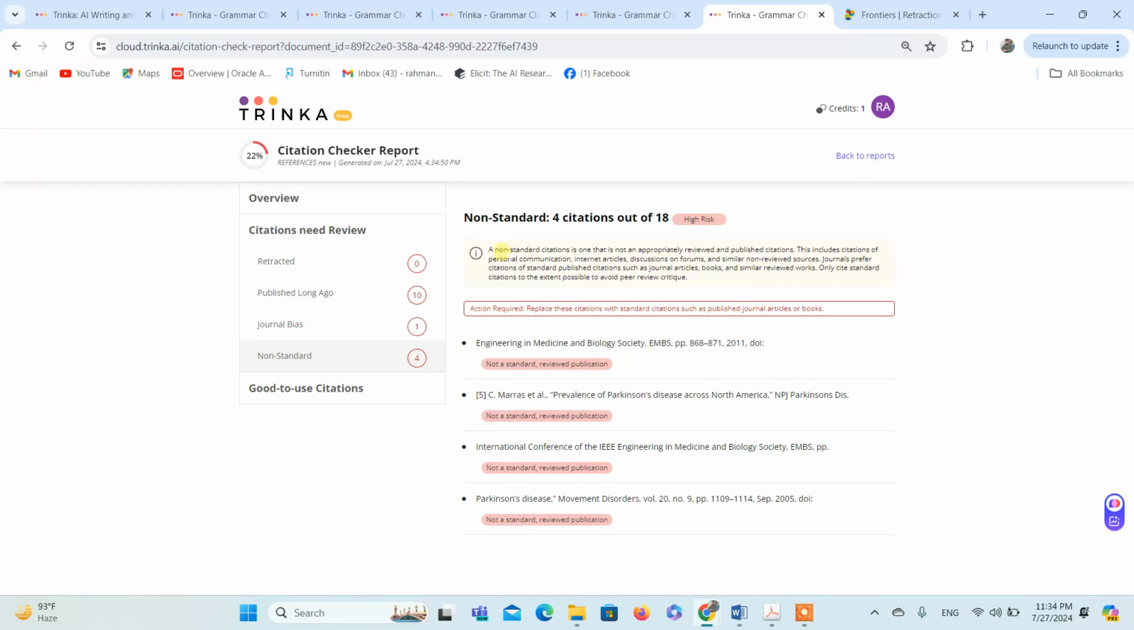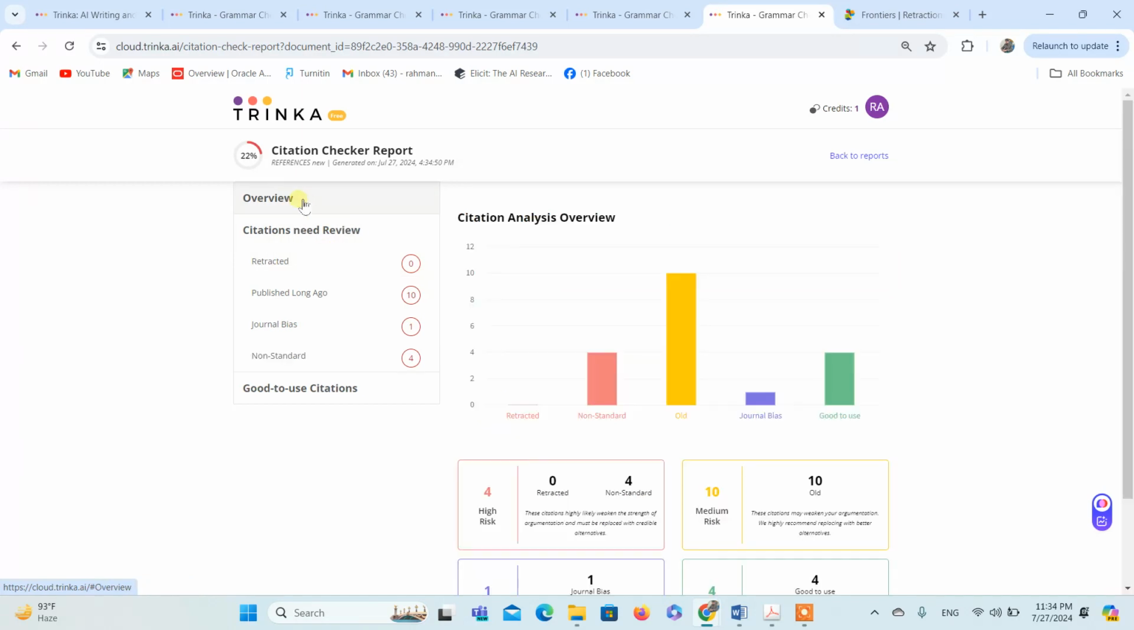Non-standard citations and references are those which are not peer reviewed. They are taken from internet sources, discussion forums, and they are not reviewed sources. So a complete list of the analysis is provided, and visually we can see that the majority of the citations are old, followed by the non-standard citations.